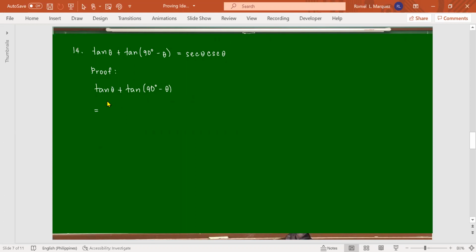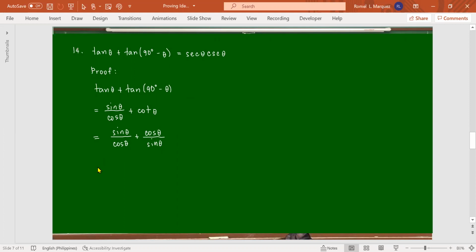So this is sine theta over cosine theta. And then plus, we can apply here the cofunction identity. Tangent of 90 degrees minus theta is cotangent theta. But what is cotangent theta? Cotangent theta is the same as cosine theta over sine theta. So this is cosine theta over sine theta.